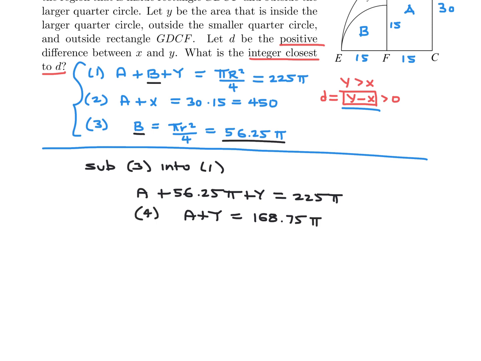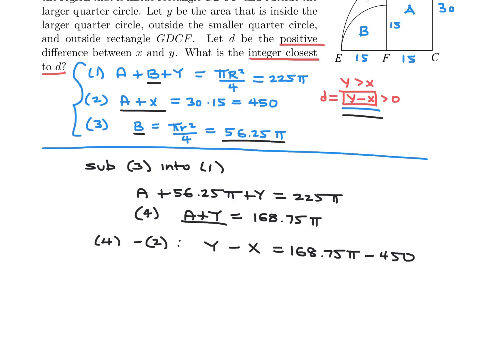And now, I can clearly see that this and this can be used to figure out that. How? I'm sure you guys can figure it out also. Equation 4 minus equation 2 would do it. If you did that, you'd get y minus x, because the a's would disappear, and be 168.75 pi minus 450. And when you do that math, you will get y minus x is 79.875, and of course rounded up to the nearest integer is 80. And that is the answer to this question.